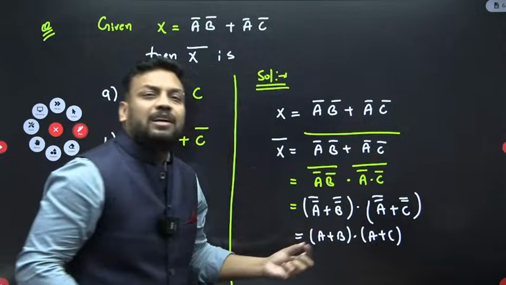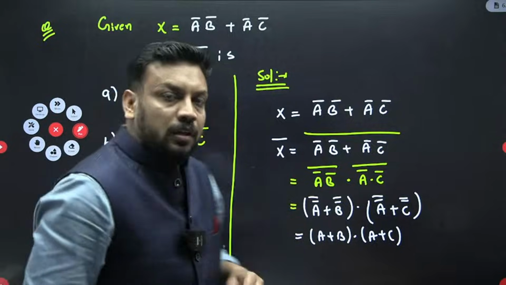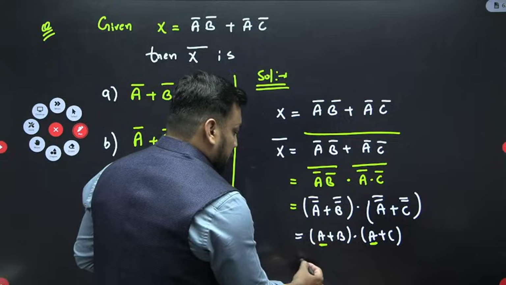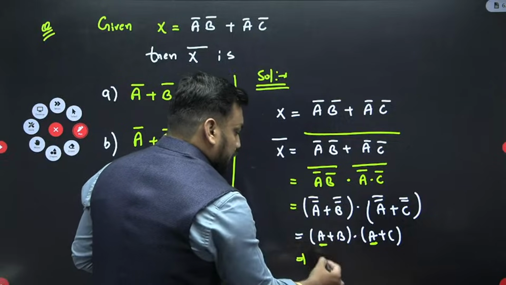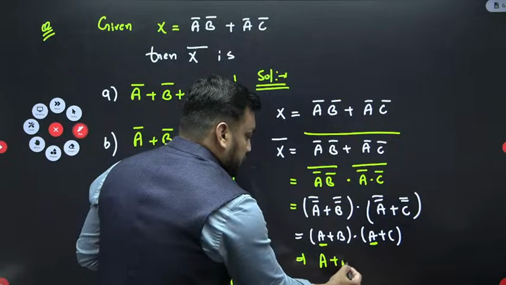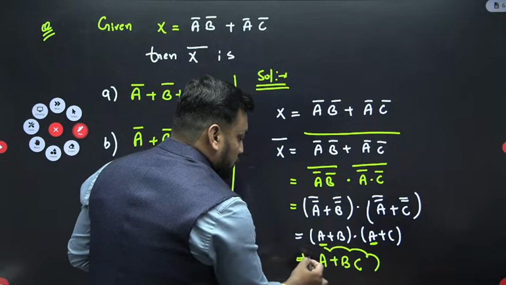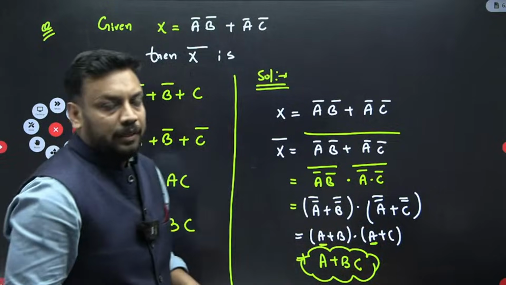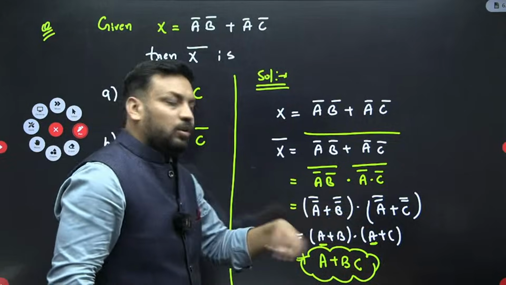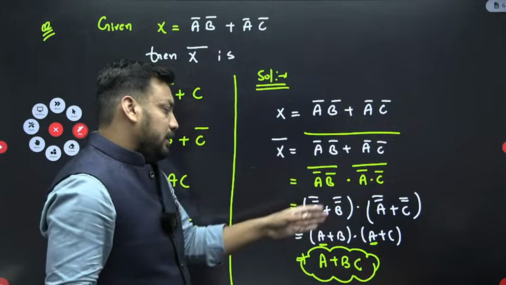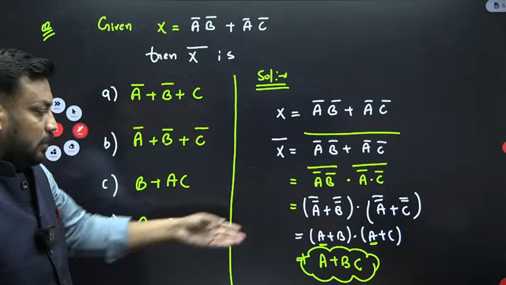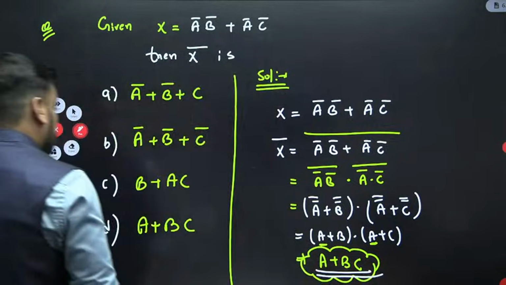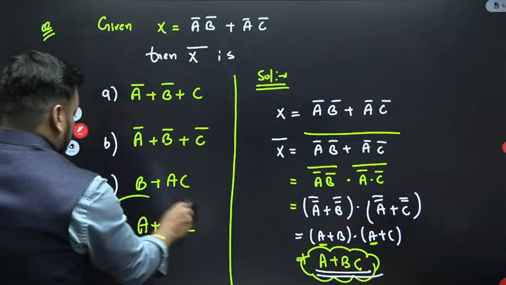Now guys, have you heard the name of the distribution theorem? We can easily apply it. This is a simple basic concept of Boolean algebra. The A variables are the same, so directly we can write A plus BC. Even if you do not remember the distribution theorem, you can directly open the bracket. After that also you will get the same, because A dot A will be A only, AC, AB and BC, and after taking common, again you get the same. So A plus BC was the final answer by the distribution theorem. It means the correct answer is option D.